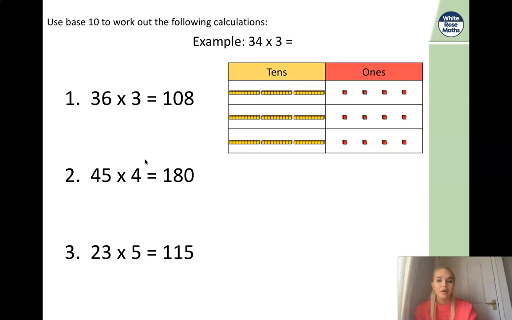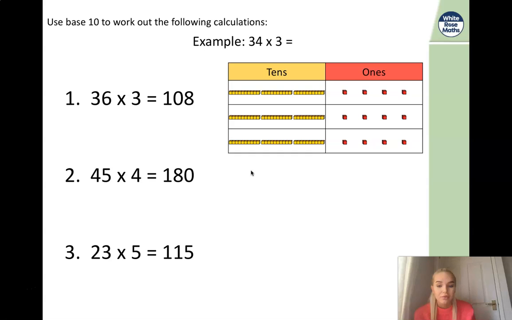Okay, so number 1, 36 multiplied by 3. We know because we're multiplying by 3, we will need 3 rows and we will need 36 in each row, and then we'll add them together to get 108. Number 2, we know that this time how many rows will we need? 4, so we need to add an extra one underneath. And this time we have 45 in each row, in each box. So 4 10s and 5 1s, which adds together to make 180.